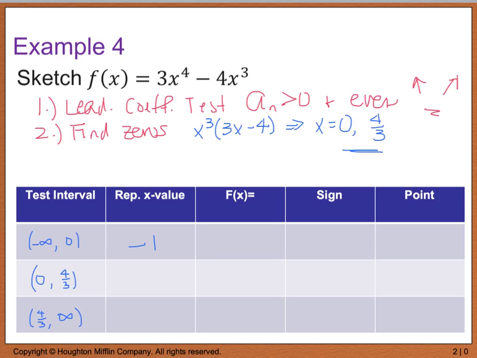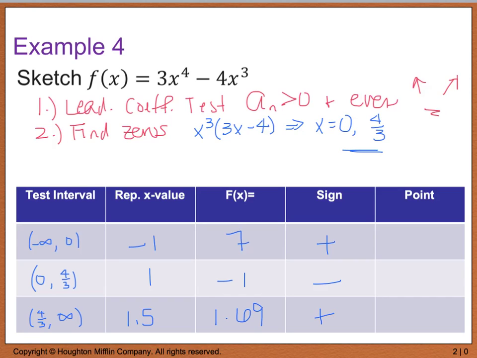Something between 0 and 4/3 would be 1, and something between 4/3 and infinity, 1.5. Again, it does not matter, just make it numbers that work out kind of nice. Then I'm going to take these numbers and plug them into my function to find my f of x value. When I plug in -1, I get 7. When I plug in 1, I get -1. And when I plug in 1.5, I get 1.69-ish. So then I'm going to go to the sign and say my sign is positive here, negative, and positive.